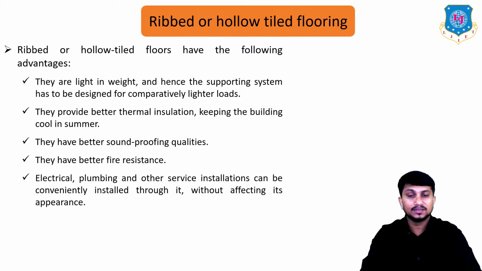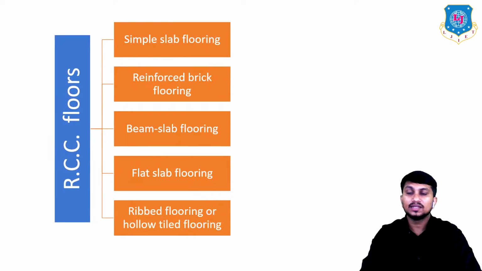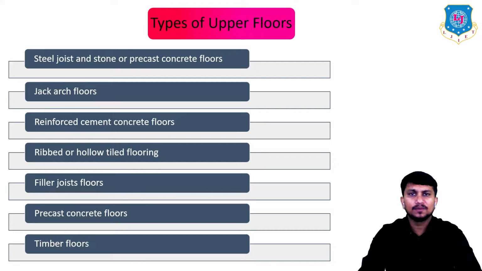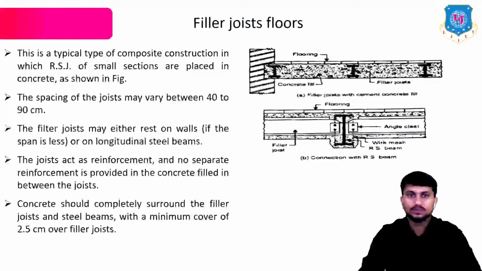Electrical, plumbing, and other service installations can be conveniently installed through it without affecting its appearance. Okay, these are the five advantages of ribbed or hollow tile flooring. Okay, these are the various types of RCC floors. The next type of upper floor is filler joist floors.